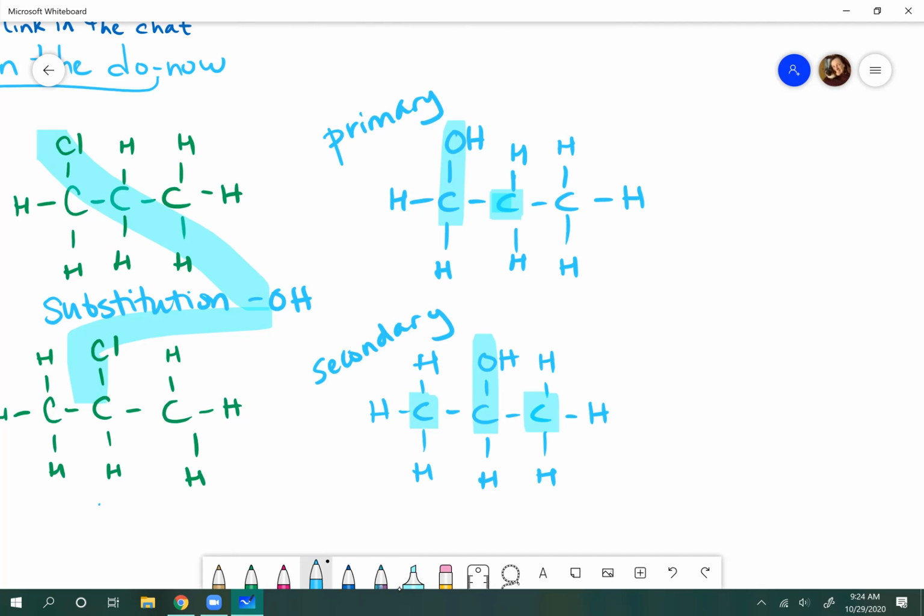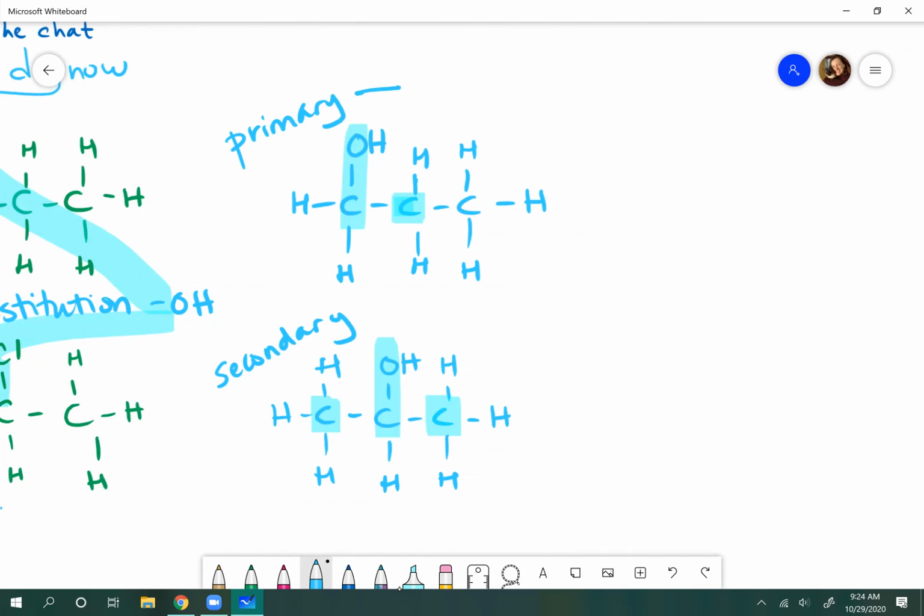A good thing to memorize is that primary alcohols can become aldehydes, and then they can become carboxylic acids. Secondary though, they can only become ketones. And like Zach was saying, we couldn't have a carboxylic acid on the second carbon because it has to be on the end. That was one of the requirements of a carboxylic acid.